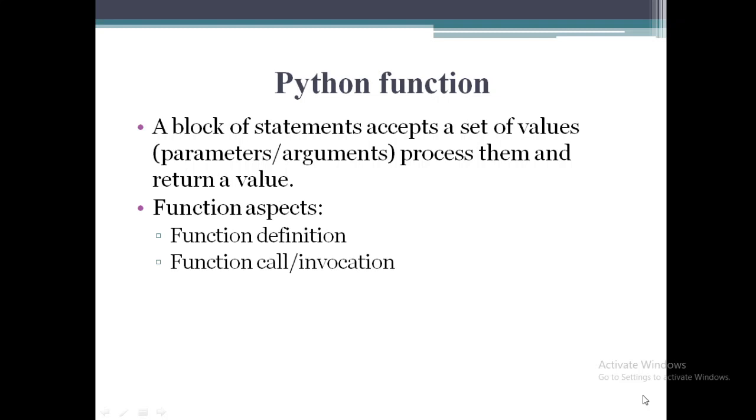In other programming languages, we use the terms parameters and arguments interchangeably to represent the values that are taken or processed by a function. But in Python, parameters are used for one purpose and arguments for another purpose in the context of a function. I will explain it a little later in the next topic. So this function will accept this set of values, process them and return a value.